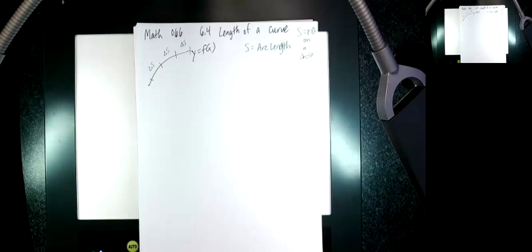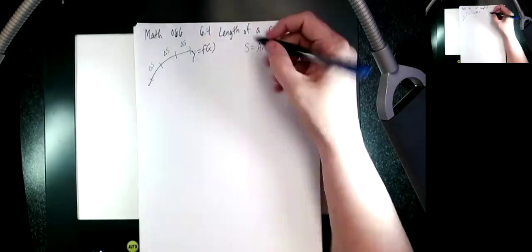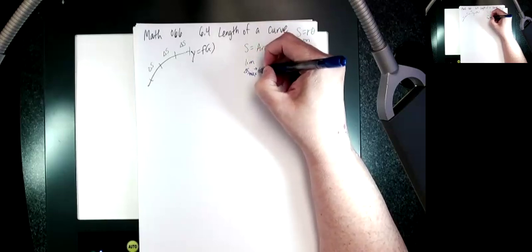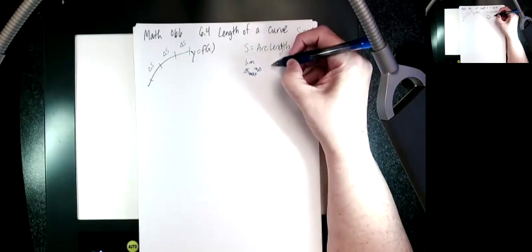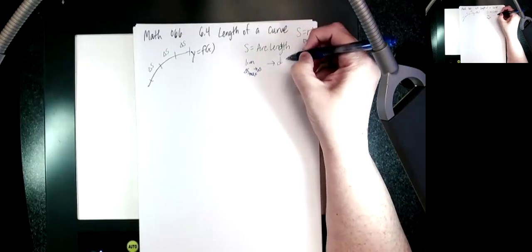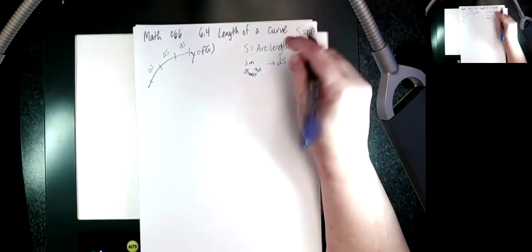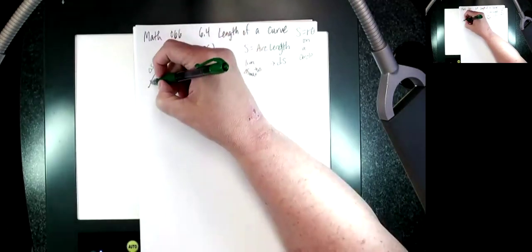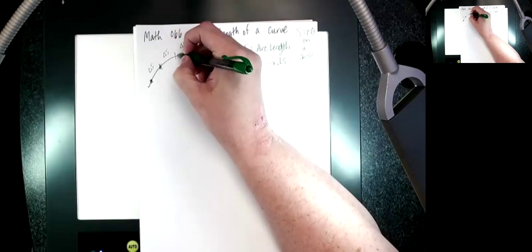Eventually we're doing the limit as the number of delta s's goes to infinity, so that delta s turns into a ds. The pieces get smaller and smaller, just like we have done with everything in calculus. But we start with the bigger picture. So we got point A to point B.